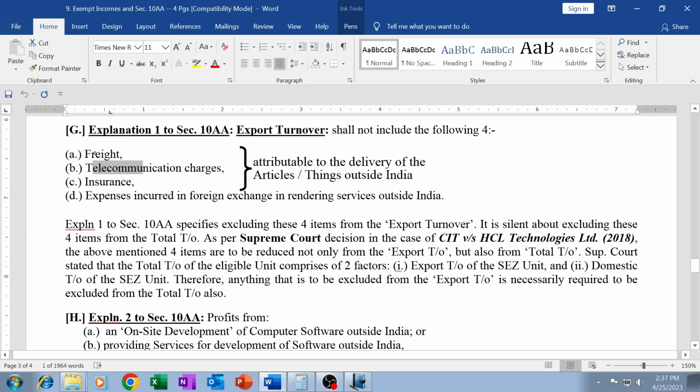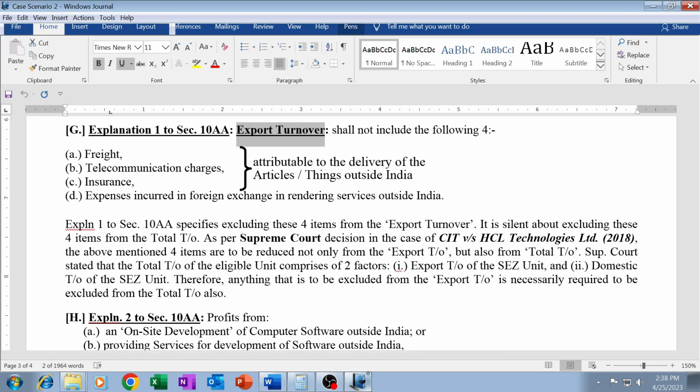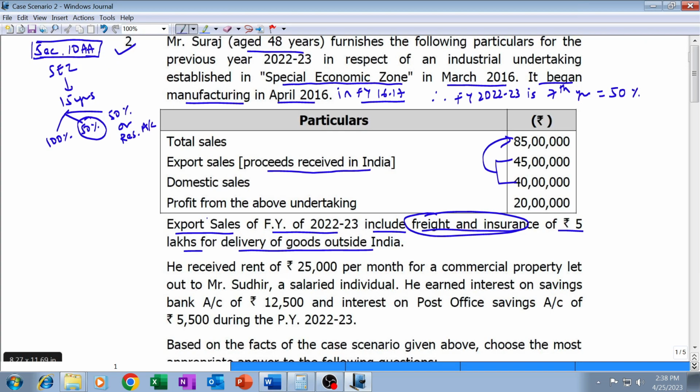Out of these 4, we have freight and insurance. So these 2 things shall not be included in the export turnover. If it is already included, we need to remove them, meaning thereby here the export sales includes freight and insurance of 5 lakh rupees. So what we will have to do is, from this export sales, which is 45 lakh, we will have to remove this 5 lakh rupees, and accordingly export sales will drop down to 40 lakhs.